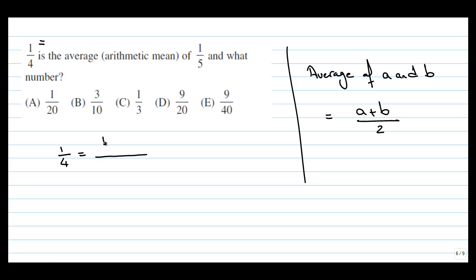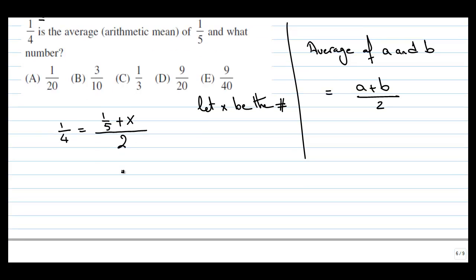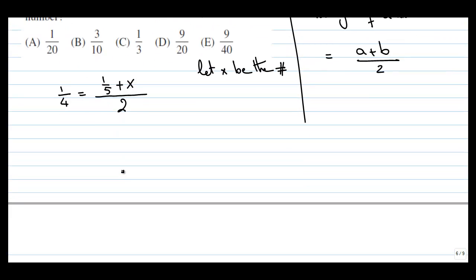So back to the question, it says 1/4 is the average of 1/5 and what number? So we say let x be the number. So the average of 1/5 plus x, and don't forget to divide by 2 because we are calculating the mean, the average, which is the arithmetic. Now it's clear that you have the expression, and now you have to simplify a little bit.